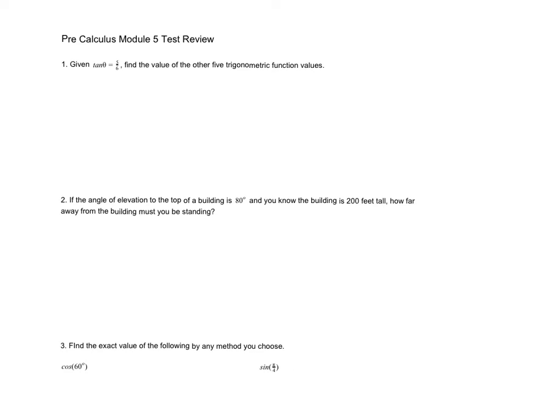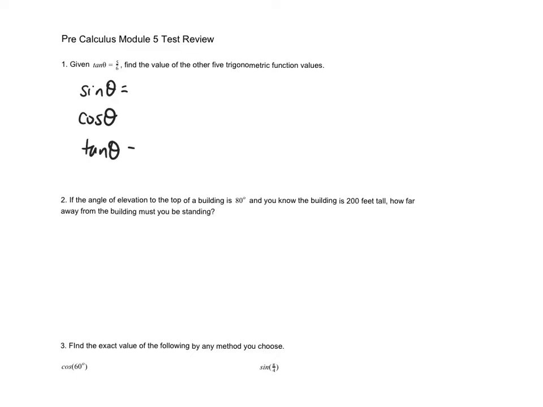Okay, we're going to look at some problems that will help us review from some of our Section 5 sections that we've done. So the first thing we'll look at is we're trying to find the trig values of a triangle. So this first one says, given the tangent of theta equals 5/6, find the value of the other 5 trigonometric function values. So if we write all 6, we know sine theta is one we're looking for, cosine theta.